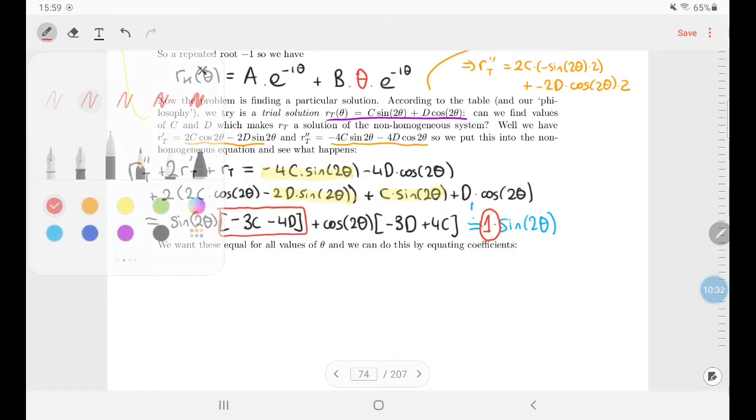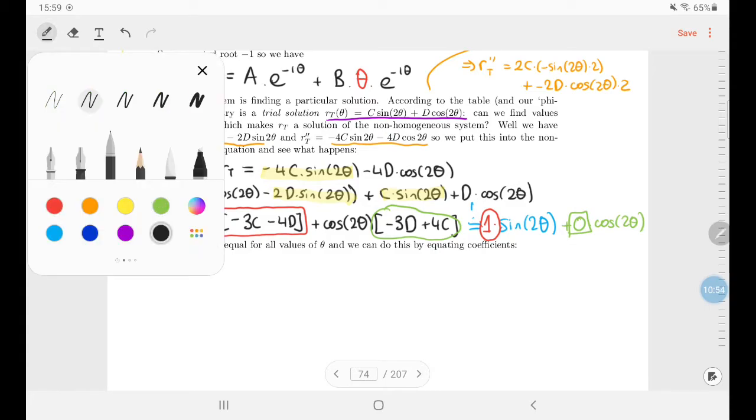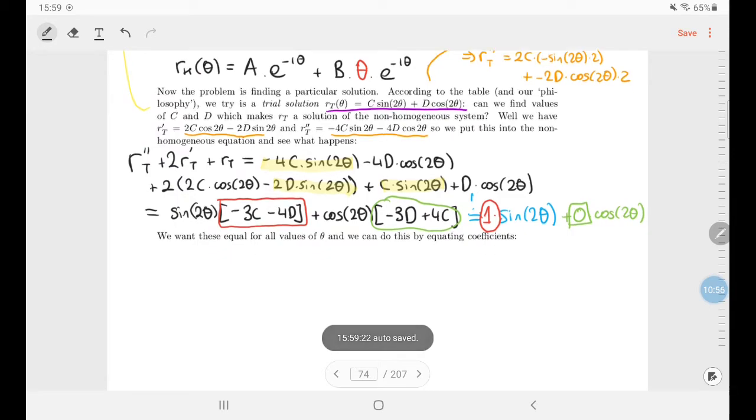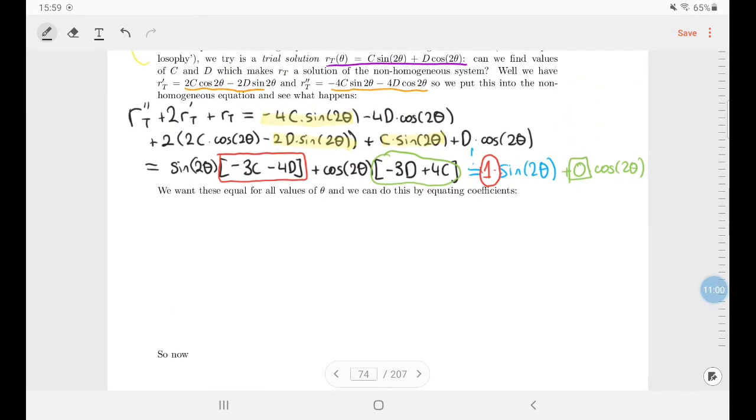And then the question becomes, how many cos's on the right? Well, there's 0. So I want this to be 0. If I can find values of c and d that make the first thing 1 and the second thing 0, then I have a good trial solution. So off we go. Obviously you're experts now in linear equations, but these are just simple differential equations, so we'll keep it simple.